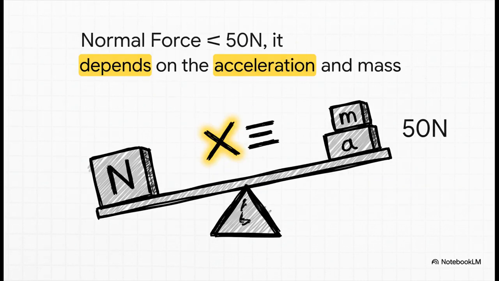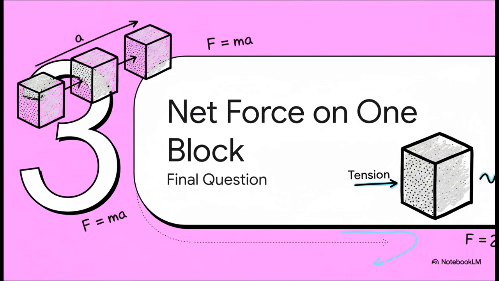Now, we could solve for the exact number, but check this out. We don't even have to. The question is answered right here in this equation. It shows us, plain as day, that the normal force, N, is definitely not 50 newtons. It's got to be something smaller, because its value depends on how fast everything is accelerating. You know, this actually leads us perfectly into the final part of our puzzle.